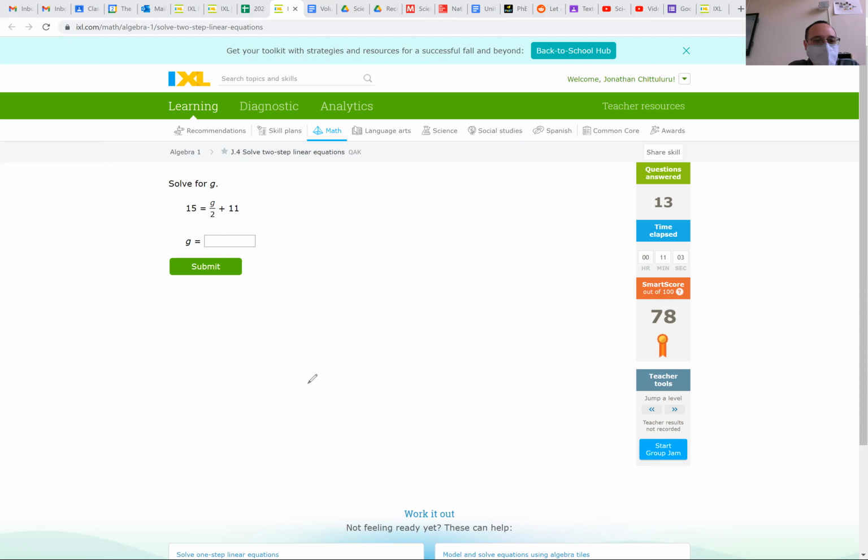So we're almost there. So 15 equals g over 2 plus 11. Let's undo the addition. So 15 minus 11 equals 4. So 4 equals g over 2. And that's a g, not a 9. Very good. Now we have to undo the division. So we multiply both sides by 2. G equals 8. Okay. Let's go ahead and get that put in here. G equals 8.